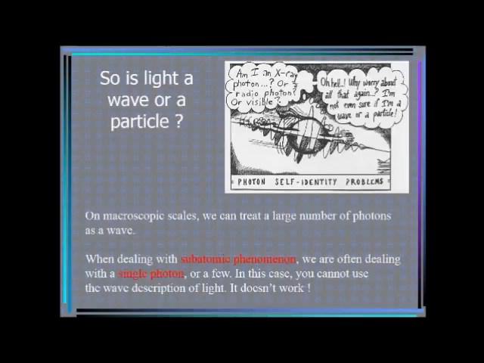So finally, what do we get? What is light, a wave or a particle? It is still a confusion for the same photon. On a macroscopic scale we can treat a large number of photons as a wave. Remember, only on macroscopic scales can we treat them as a wave, but while dealing with subatomic phenomena or single photons on microscopic scales, we need to treat them as particles.